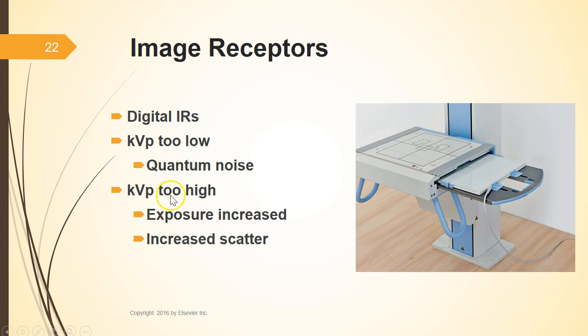And if you have too much kV, when it gets through, more of it reaches your film, then you can have increased scatter, which reaches the IR and adversely affects the image quality. And that's because it degrades our contrast. All of these terms will start coming together before the end of this quarter, and they will make more sense, I promise. But for right now, keep in mind kVp contrast.